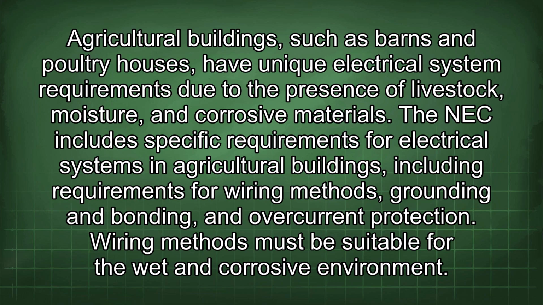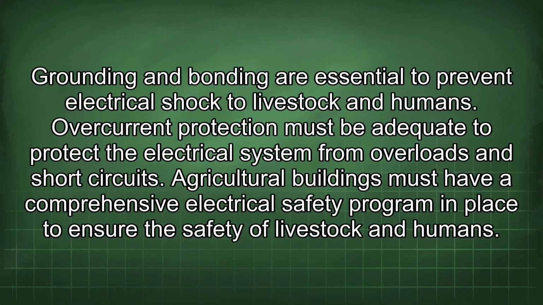Agricultural buildings, such as barns and poultry houses, have unique electrical system requirements due to the presence of livestock, moisture, and corrosive materials. The NEC includes specific requirements for electrical systems in agricultural buildings, including requirements for wiring methods, grounding and bonding, and overcurrent protection. Wiring methods must be suitable for the wet and corrosive environment. Grounding and bonding are essential to prevent electrical shock to livestock and humans.